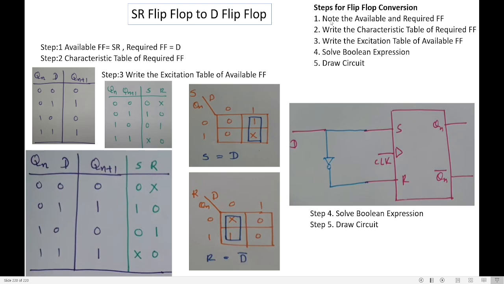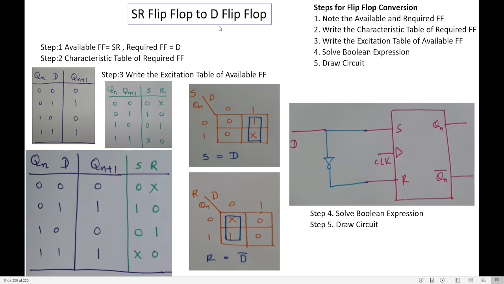First step is you need to understand the question. Here the question is: convert SR flip-flop to D flip-flop. So what is the available flip-flop? SR flip-flop. I need to convert to D flip-flop. So the available flip-flop is SR. The required flip-flop is D. So first step is to note the available flip-flop and required flip-flop.